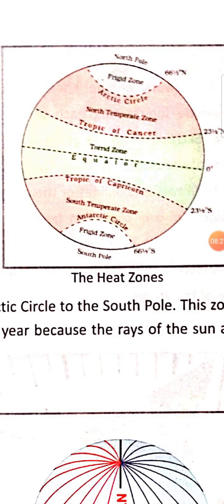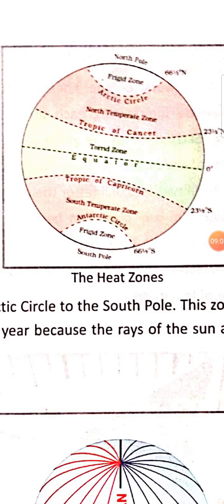The temperate zone. The zone between the Tropic of Cancer and the Arctic Circle is called the North Temperate Zone. The zone between the Tropic of Capricorn and the Antarctic Circle is called the South Temperate Zone. The sun's rays in both these zones are never directly overhead. The angle of the sun's rays decreases as we go towards the poles. That's why these zones are neither very hot nor very cold. They have moderate temperature.